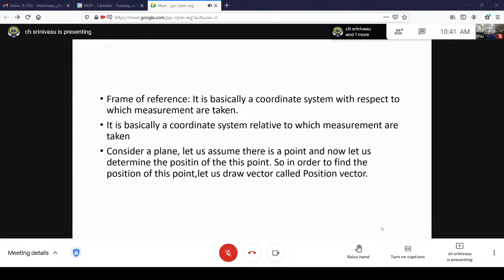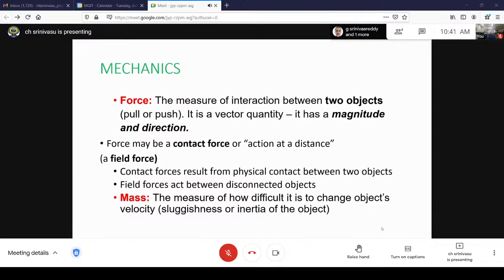Now, force is an interaction between two objects, either a push or a pull. It is a vector quantity, it has magnitude and direction. Force may be a contact force or action at a distance. Contact forces result from physical contact between two objects, and if you consider field forces, they act between disconnected objects.